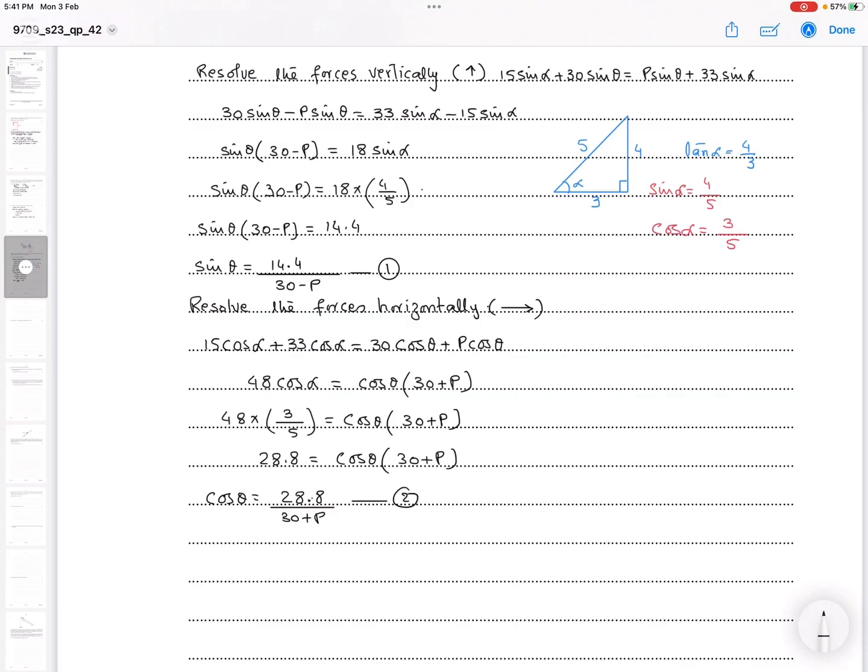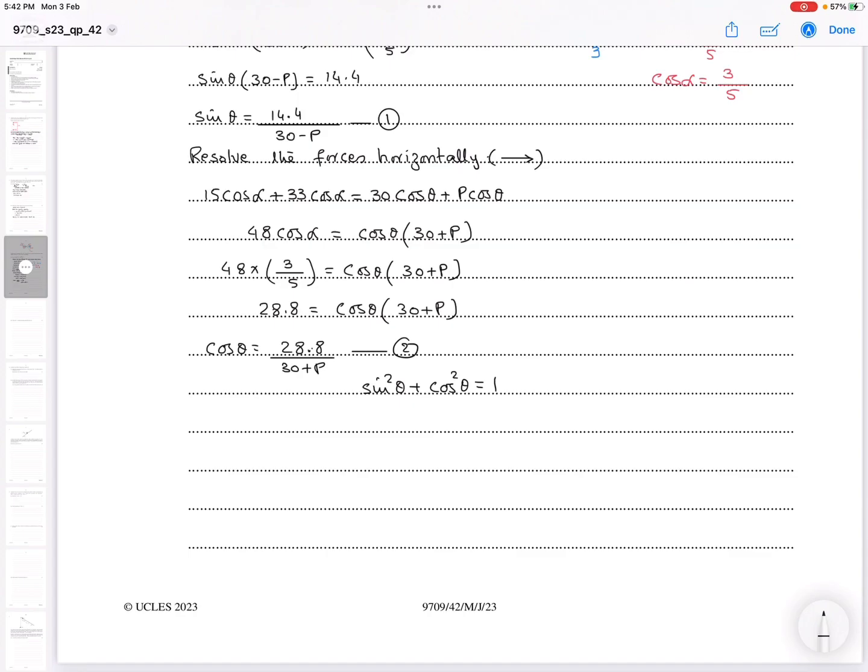Now use the identity sine squared theta plus cos squared theta is equal to 1. Now our sine squared theta would be 14.4 over 30 minus P, whole squared, plus 28.8 over 30 plus P, whole squared, is equal to 1. And now you can write shown. This was required in this part.